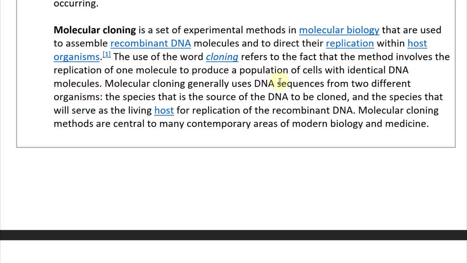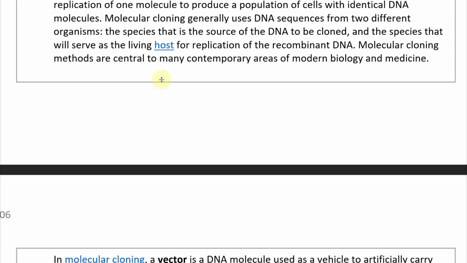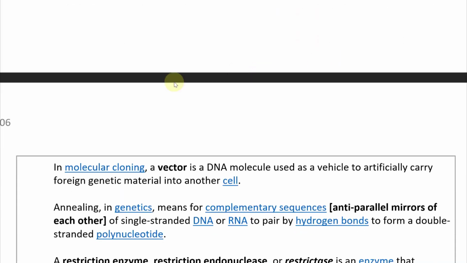Molecular cloning generally uses DNA sequences from two different organisms: the species that is the source of the DNA to be cloned, and the species that will serve as the living host for replication of the recombinant DNA. Molecular cloning methods are central to many contemporary or modern areas of biology and medicine.